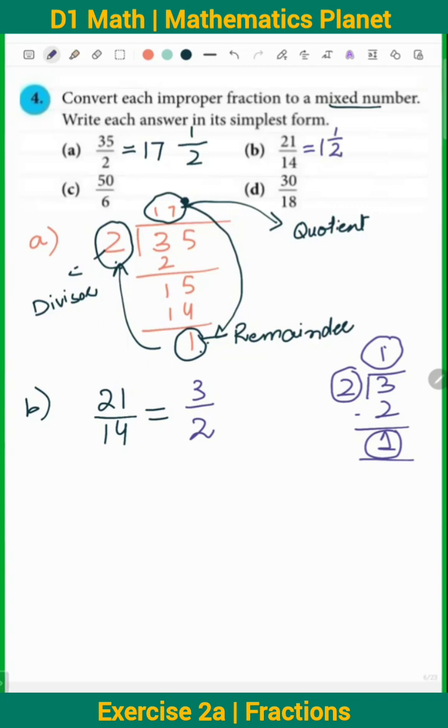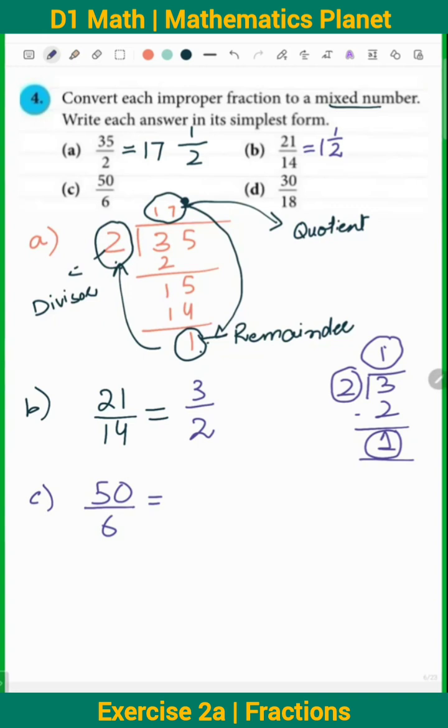Okay. Next, C part is 50 by 6. Can we simplify, what is this? Keep your mics off, miss, if there is noise on your side. 5 upon 3. No. 5 upon 3? How? Not possible. Which table can we divide this sum by?